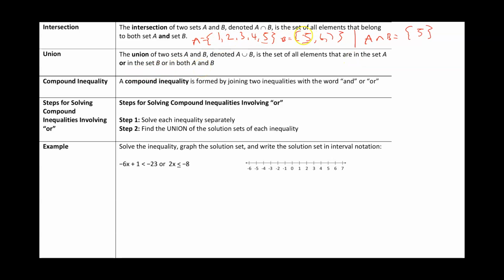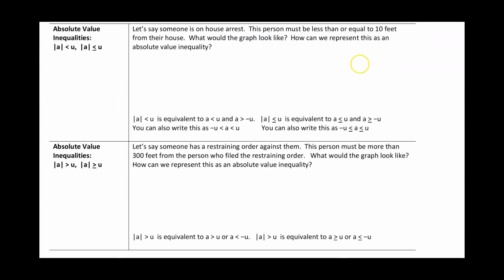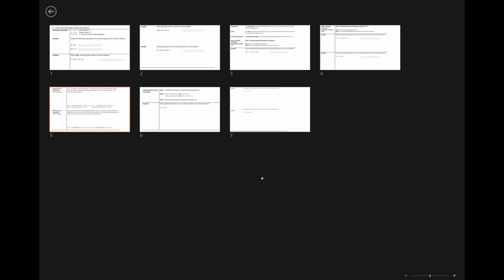So I'll use the same sets, but in this case, if I do the union of A and B, this means we have to include all the elements that are either in set A or in set B, or both. So 1, 2, 3, 4, and 5, these are all in set A, so I have to include those. Now 5 is also in set B, which means I don't have to write that twice. And then set B also has 6 and 7, which means I have to include those as well.